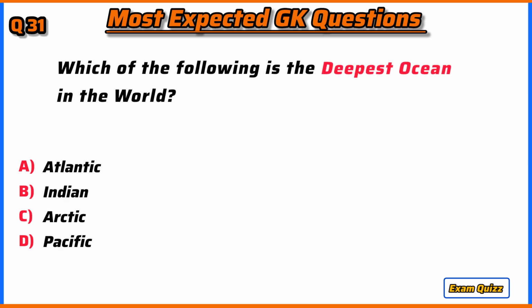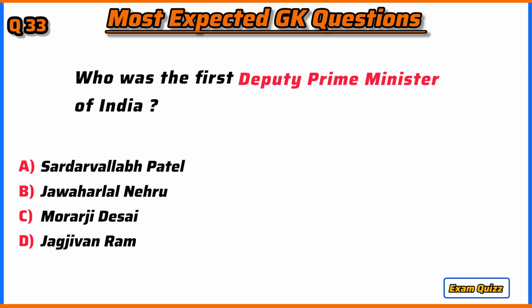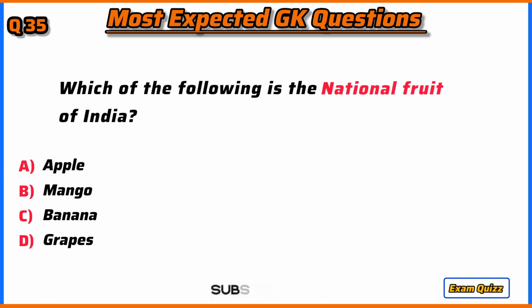Which of the following is the deepest ocean in the world? Which article deals with the right to education? Who was the first Deputy Prime Minister of India? Which is the smallest bone in human body? Which of the following is the national fruit of India?